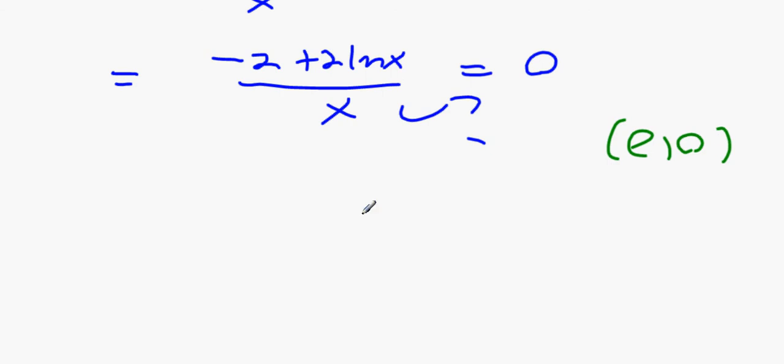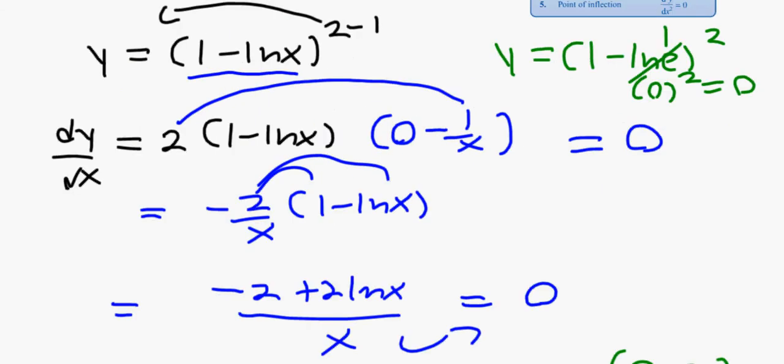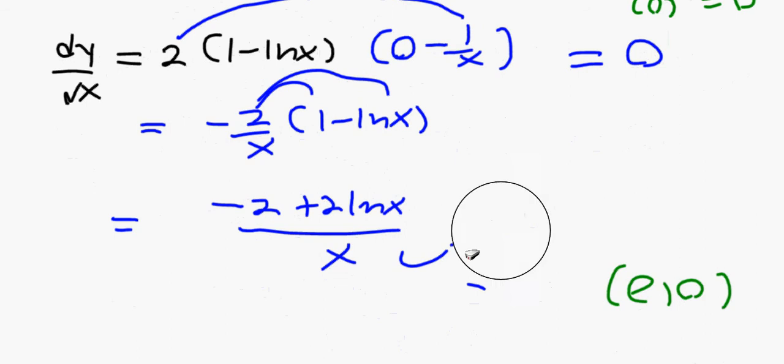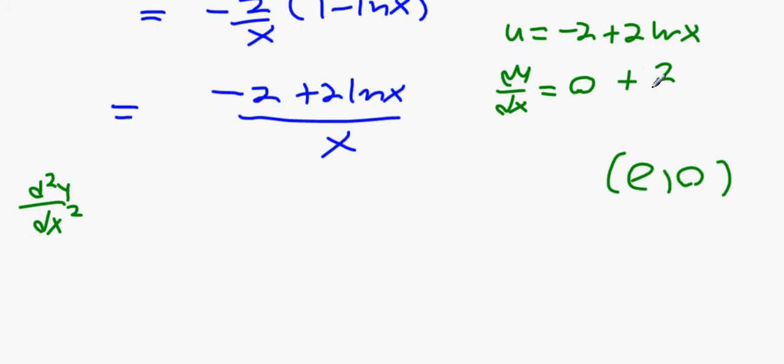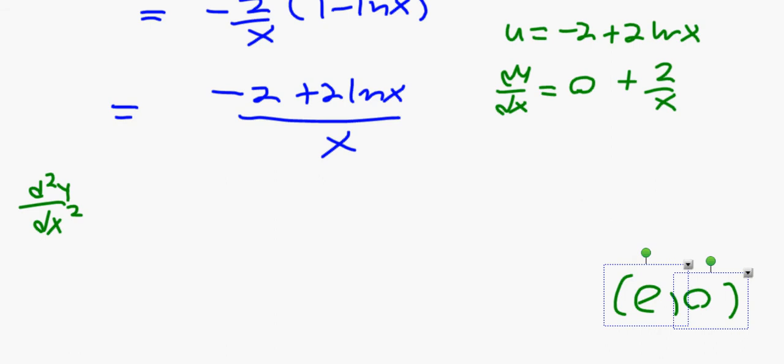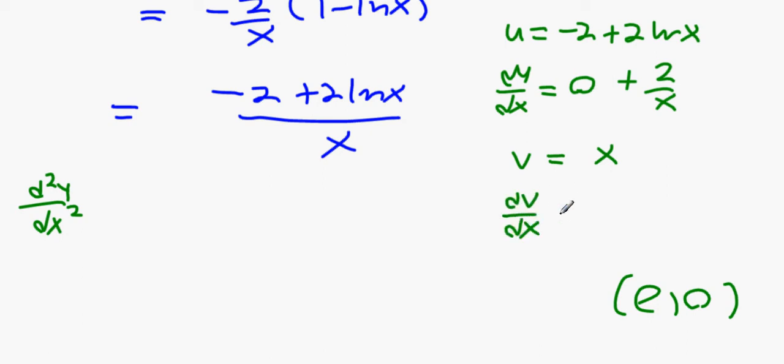Okay, now we have to figure out if it's a maximum or a minimum. Now, this here is the answer to the first derivative. We are now going to differentiate it again to get the second derivative to test if it's a maximum or a minimum. So, u equals minus 2 plus 2 ln x. du/dx therefore is going to equal, that's going to be a 0, 2 ln x is going to be 2 over x. And then, after that, v equals x therefore dv/dx equals 1.